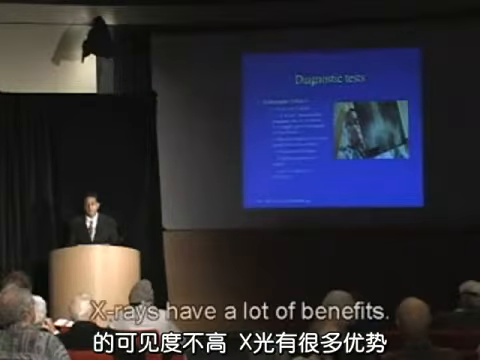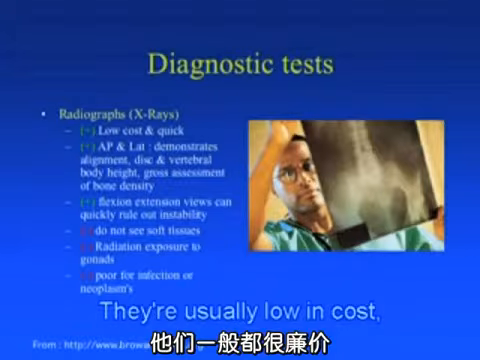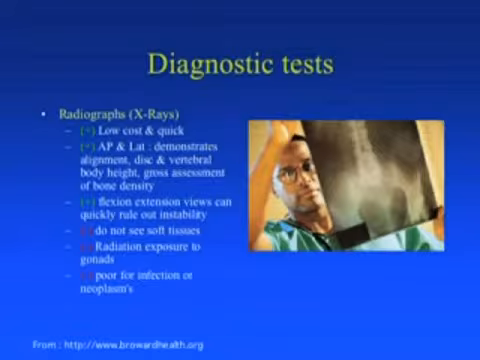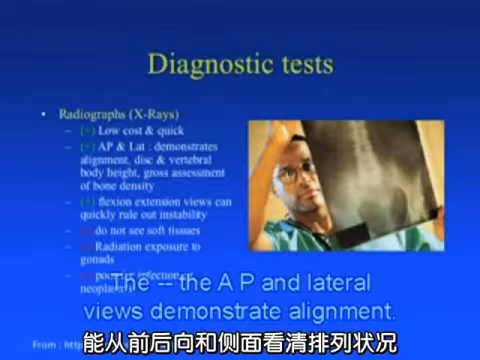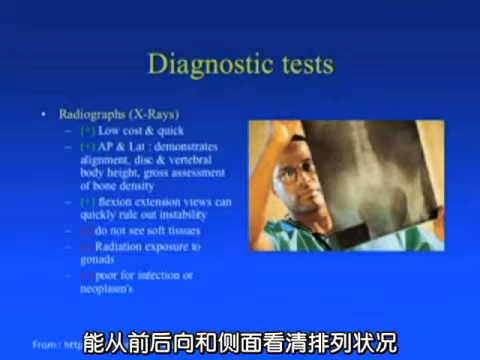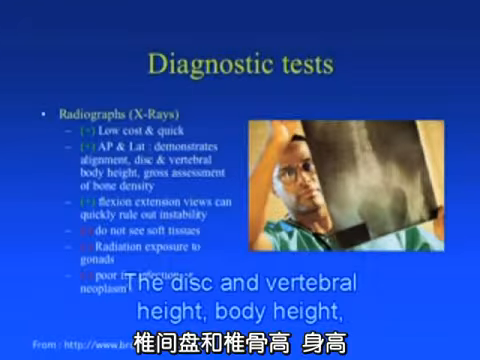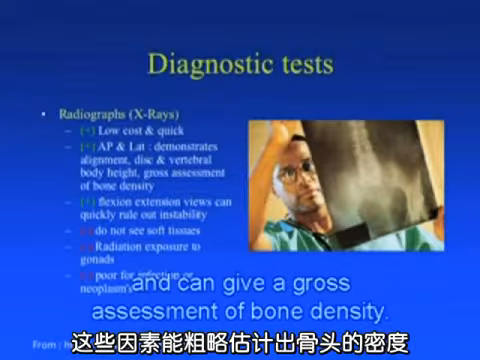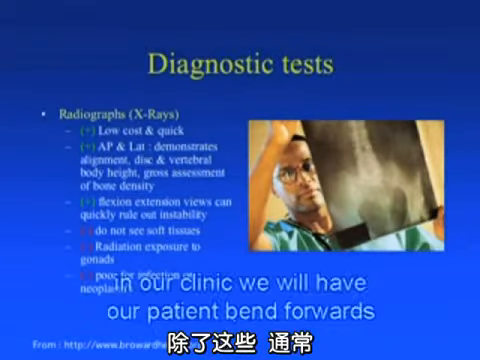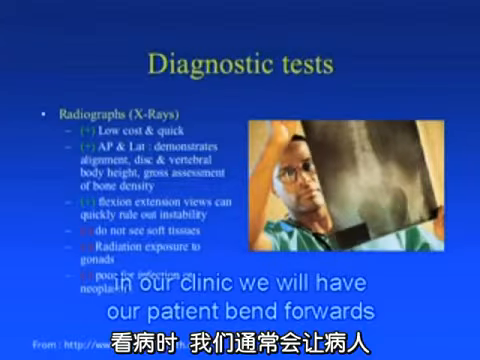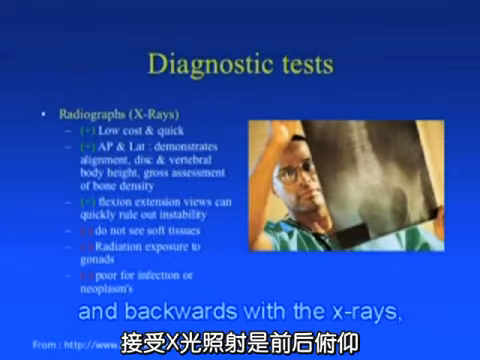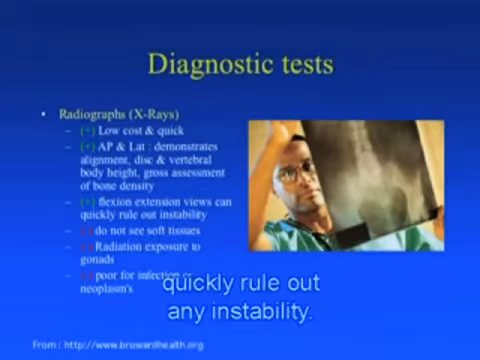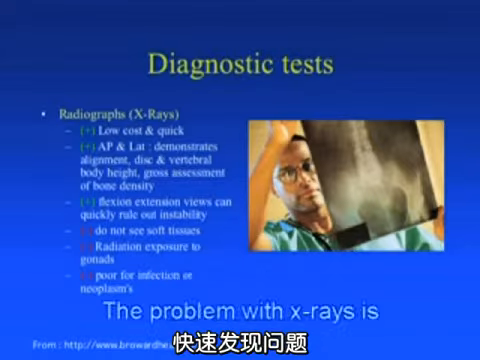X-rays have a lot of benefits. They're usually low in cost. They can be obtained very quickly. The AP and lateral views demonstrate alignment, disc and vertebral height, body height, and can give a gross assessment of bone density. In addition, oftentimes in our clinic, we will have our patients bend forwards and backwards with the X-rays. These are called flexion extension views, and that's so we can quickly rule out any instability.